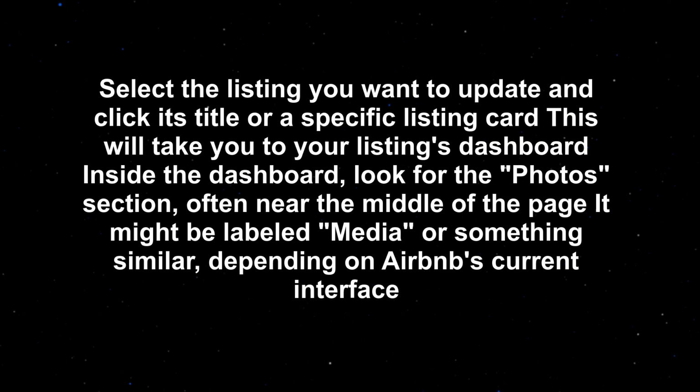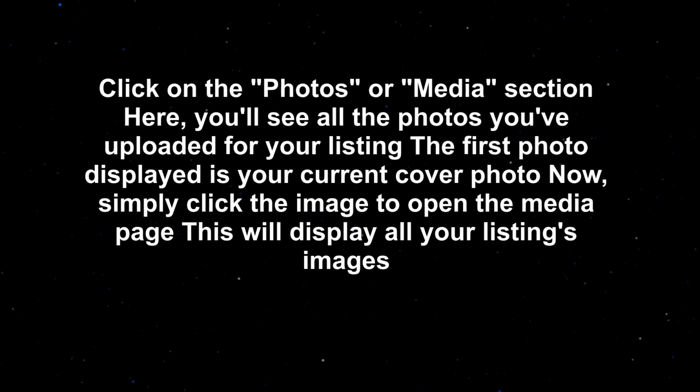Inside the dashboard, look for the photo section. Often near the middle of the page, it might be labeled media or something similar, depending on Airbnb's current interface. Click on the photos or media section here. You'll see all the photos you've uploaded for your listing. The first photo displayed is your current cover photo.